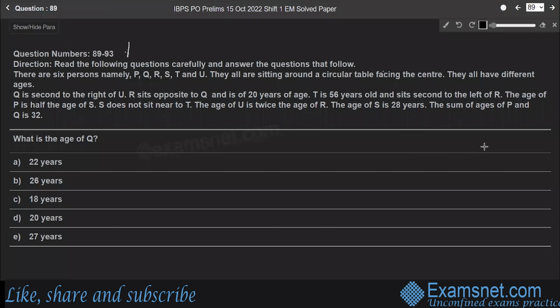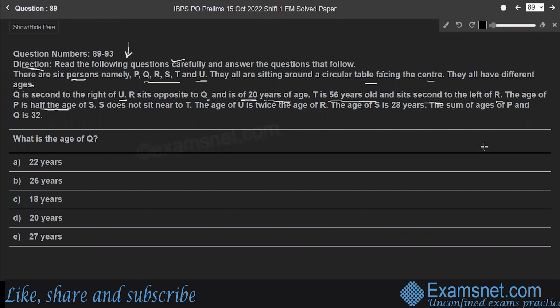Questions from 89 to 93 are based on the below information. Direction: read the following questions carefully and answer the questions that follow. There are 6 persons, namely P, Q, R, S, T, and U. They all are sitting around a circular table facing the center. They all have different ages. Q is second to the right of U. R sits opposite to Q and is 20 years of age. T is 56 years old and sits second to the left of R.